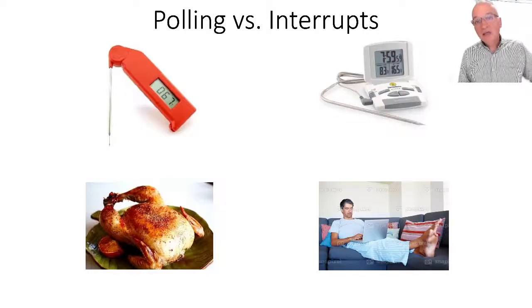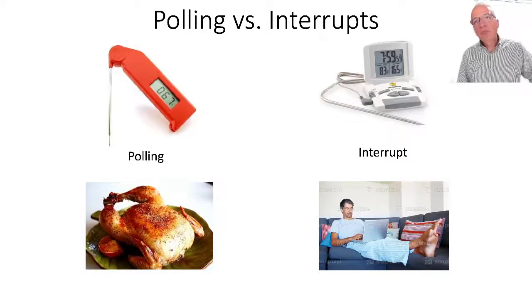So in this case, I'm the main processor. I'm not polling the outside process. I am being interrupted when the outside process needs my attention. So the first case with the red thermometer is the polling example. The second case with the thermometer that alerts me when I need to do something is the interrupt mode. So that's the interrupt mode.